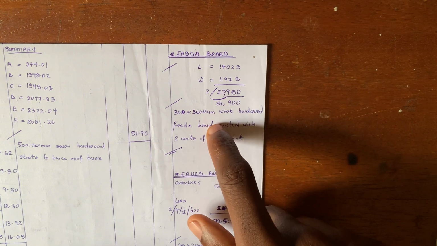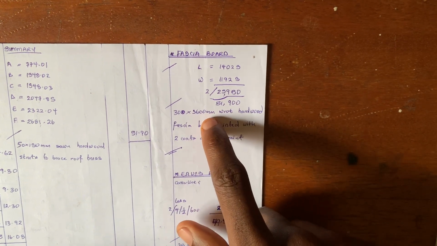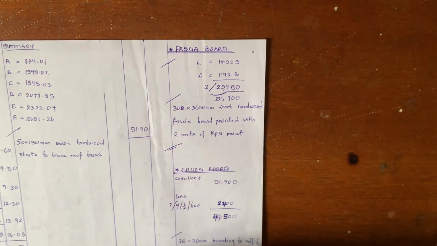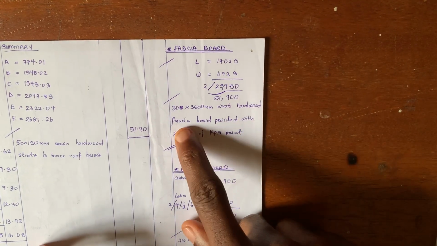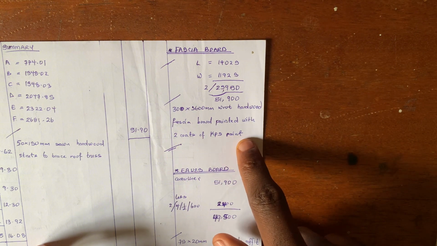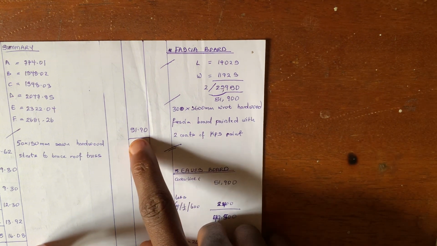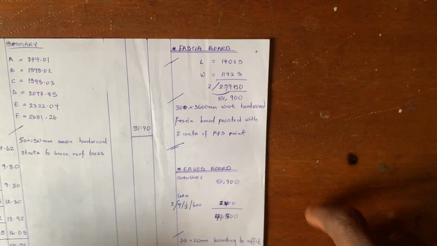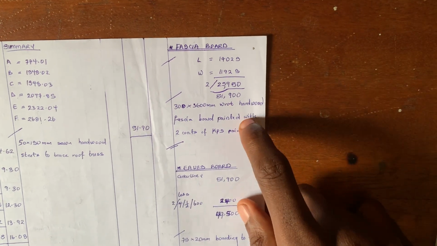So it means that the span of each of the wood we are going to be using for this fascia board is 3,600, and then the width is 300 mm. So wrought hardwood fascia board painted with 2 coats of KPS paint. So then you describe, put on the perimeter, 51.90. Doing this, you've measured for your what?